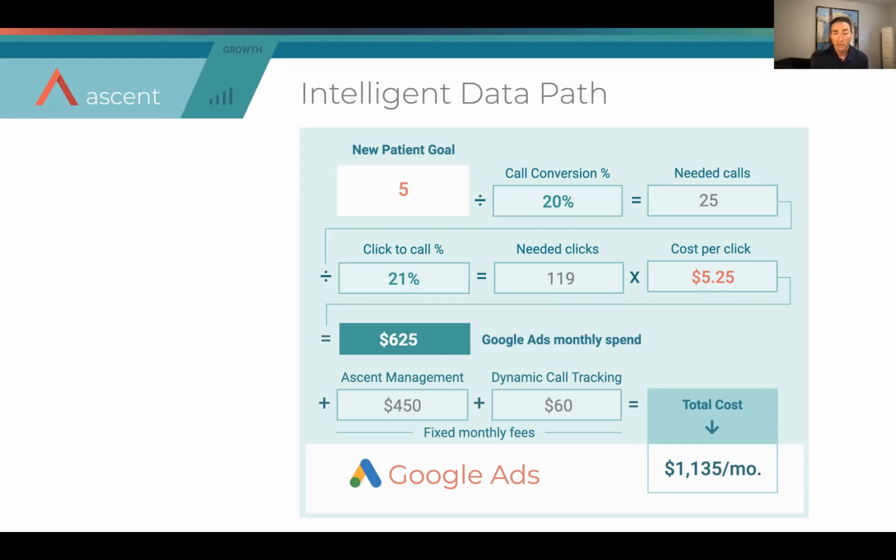And you continue that and keep it up every month. That's just building and building. So that's a really good data path. And in fact, there you go. Per patient acquisition cost, $227.